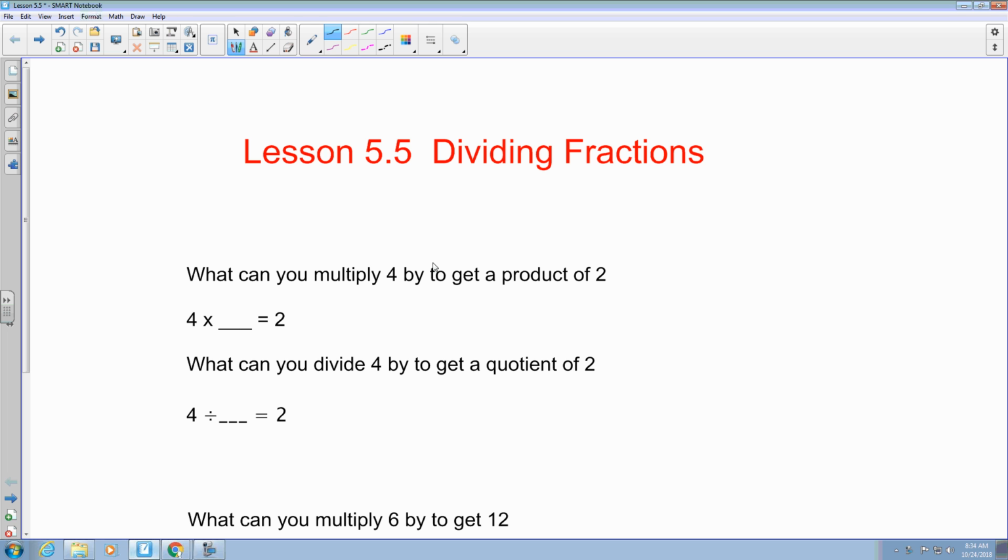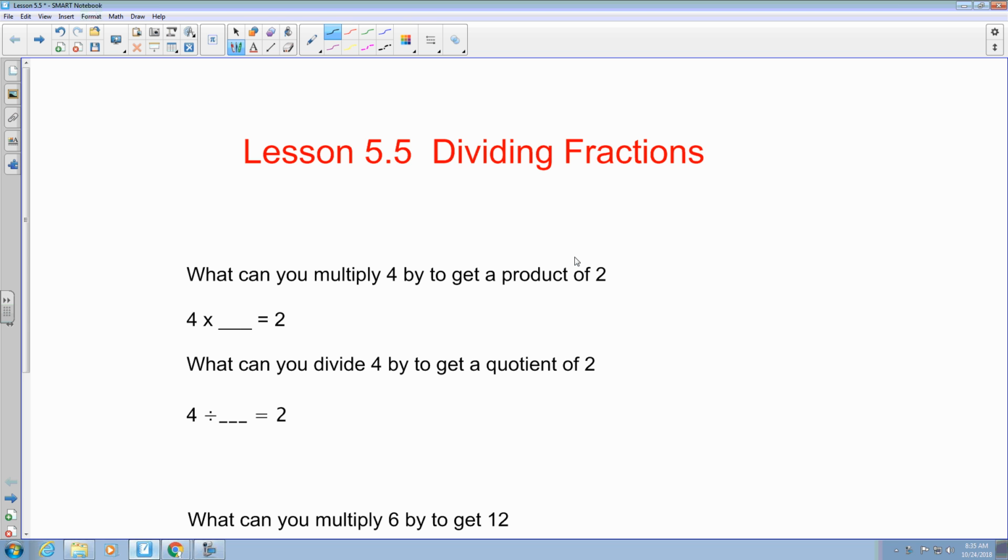We're in section 5.5 where we're going to divide fractions. In 5.4, we looked at multiplying fractions, and in this section, we're looking at dividing fractions. One of the nice things about this is we're essentially going to be doing the exact same thing. But to give you a little bit of perspective, we have a couple of statements written here.